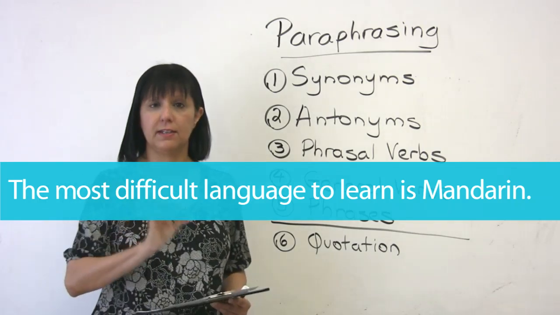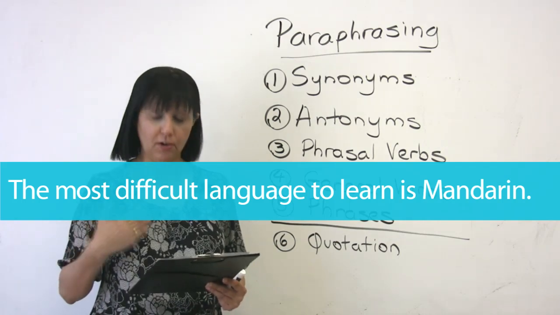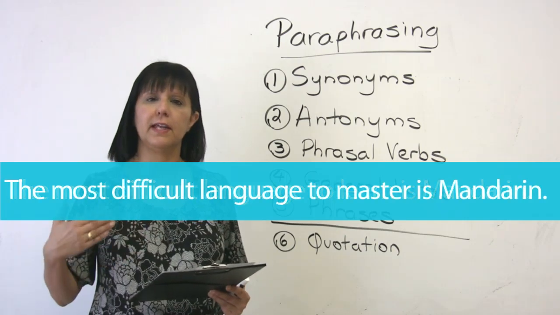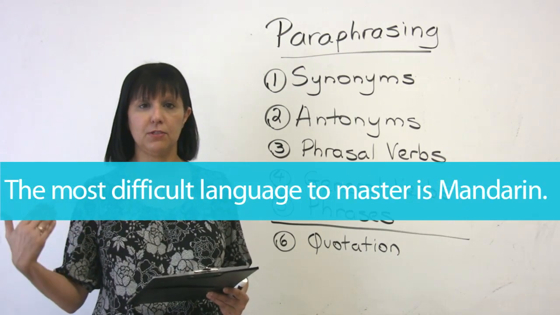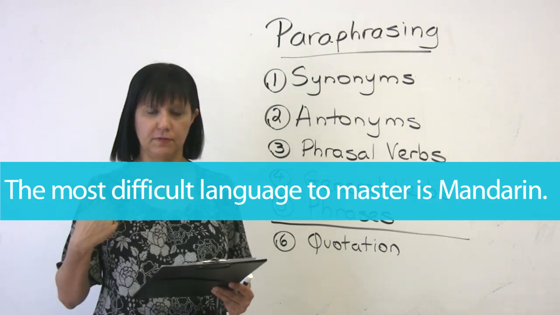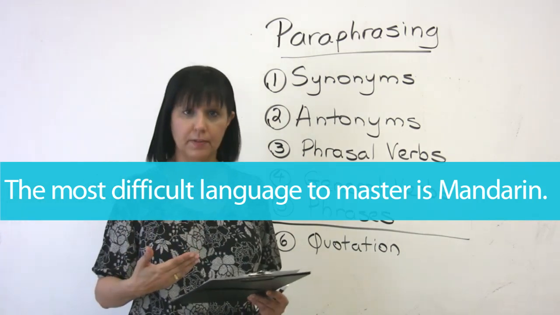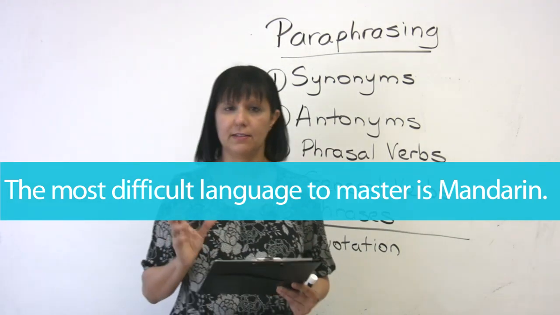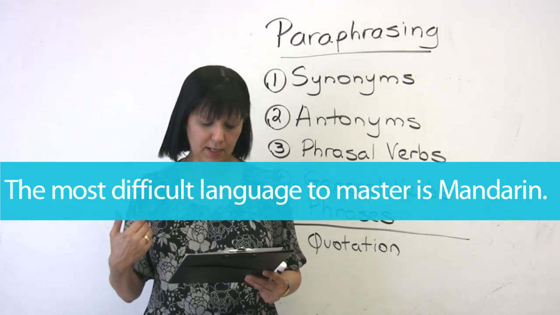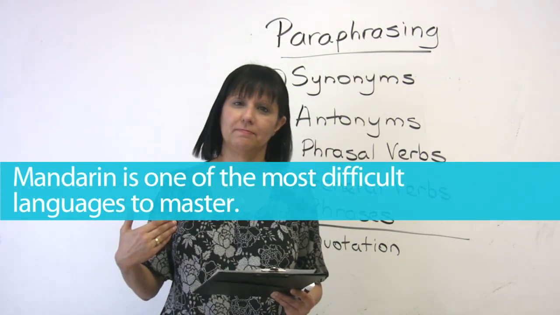So I could now change a couple of words. If my original sentence is, the hardest language to learn is Mandarin, I could say, the most difficult language to master is Mandarin. Now I've changed 2 parts. I've changed hardest to most difficult, and I've changed learn to master. This is better, but it still sounds a lot like the original, doesn't it? Okay, so here's another option. We could say Mandarin is one of the most difficult languages to master.